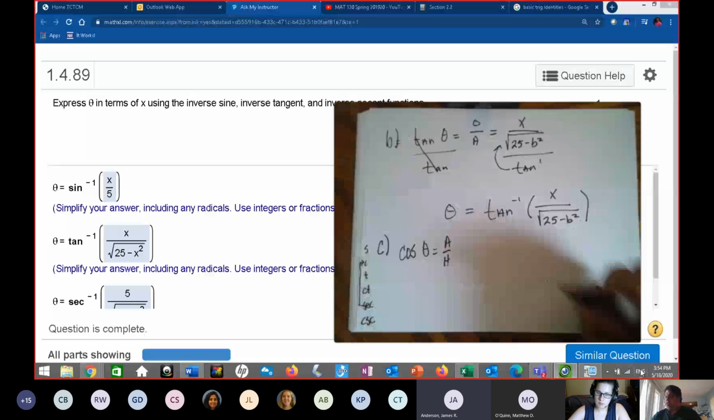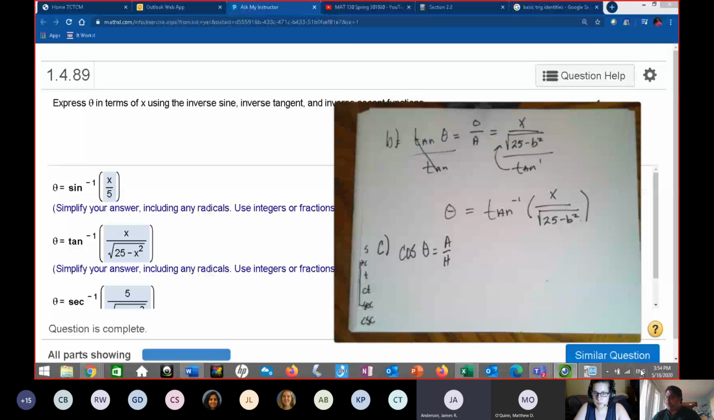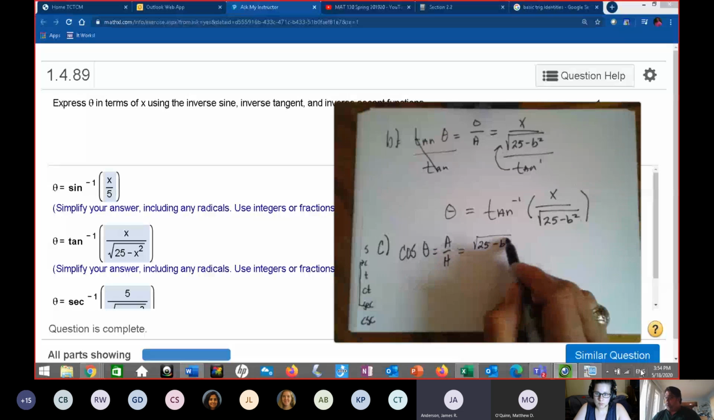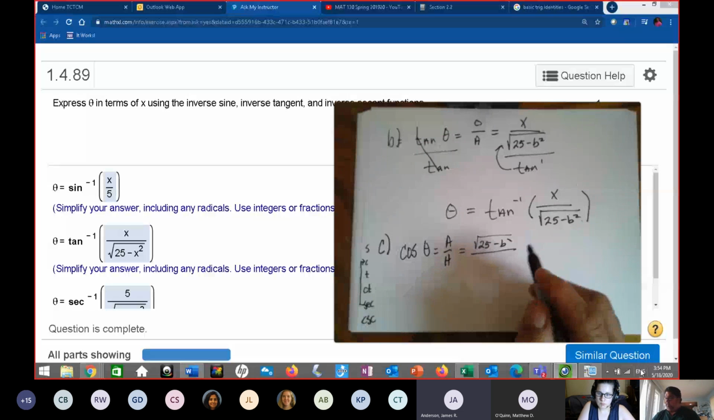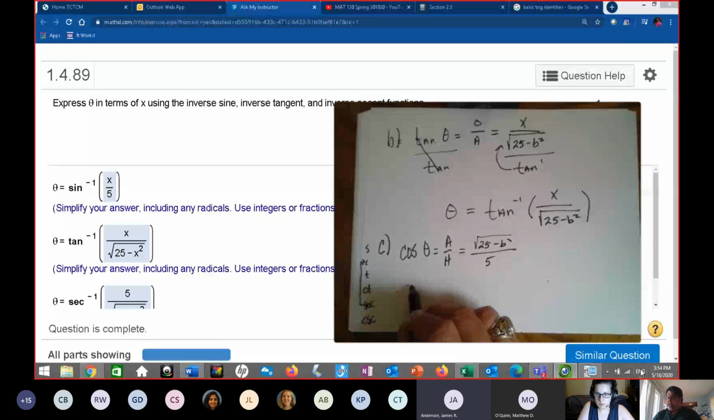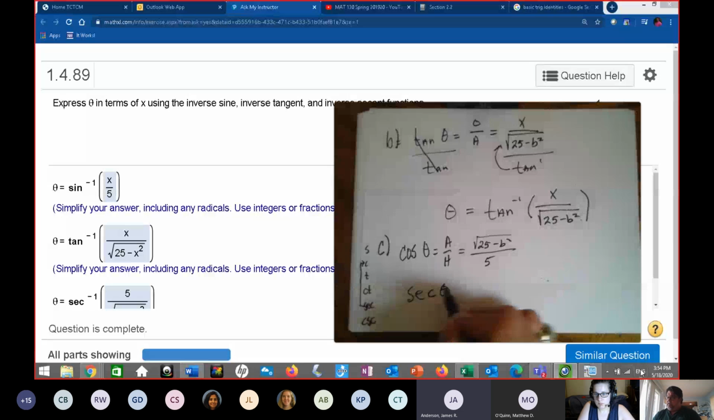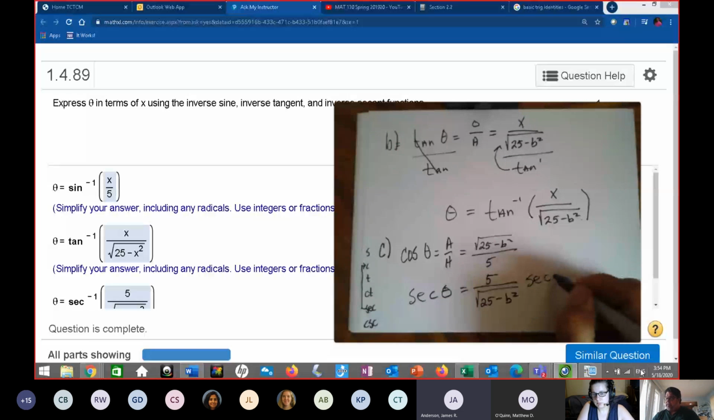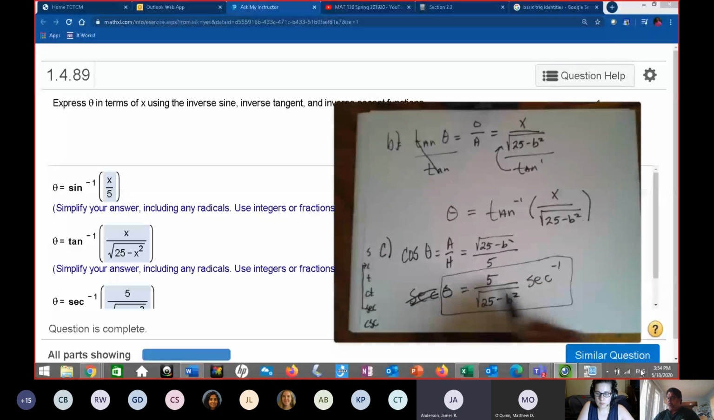Cosine of theta is going to be equal to A, which is the square root of 25 minus B squared, over 5. Well, we don't want the cosine, we want the secant. So the secant of theta is equal to 5 over the square root of 25 minus B squared, and just put your inverse secant right there beside it. The secant's supposed to be over here, but I ran out of room.